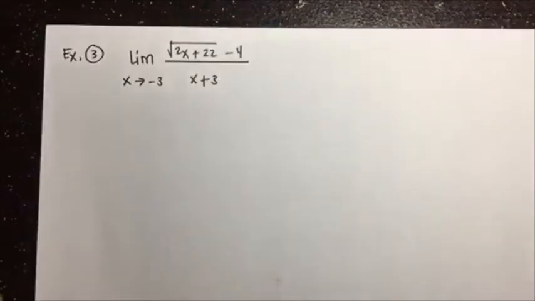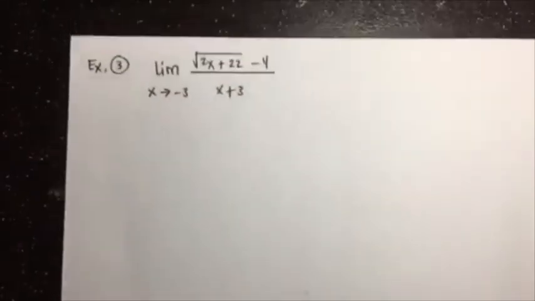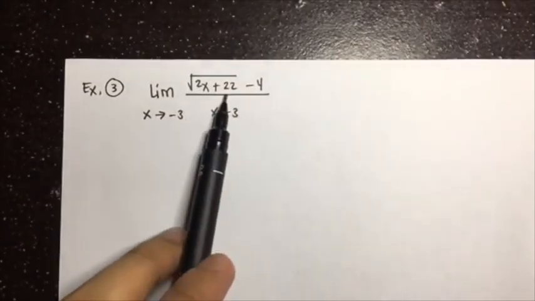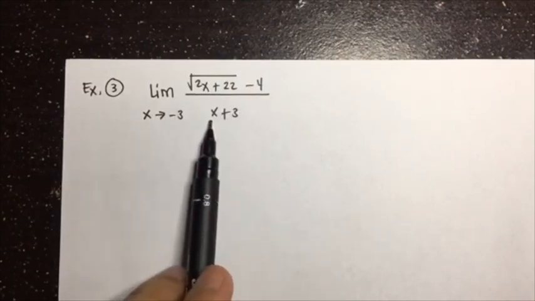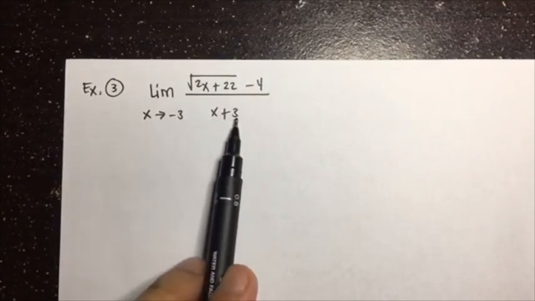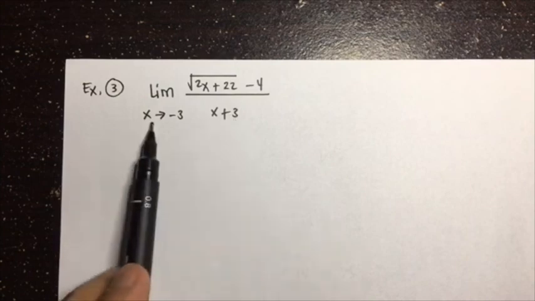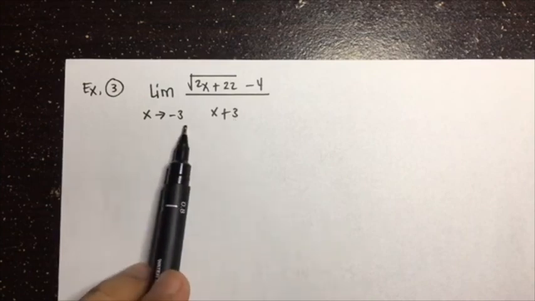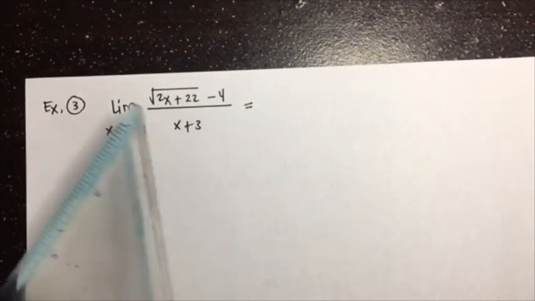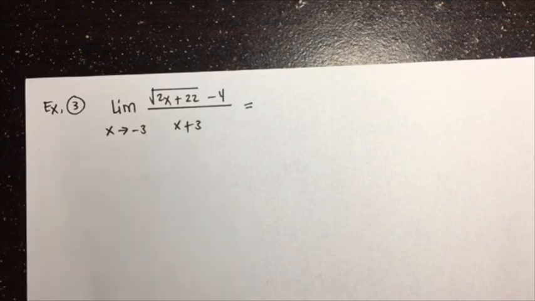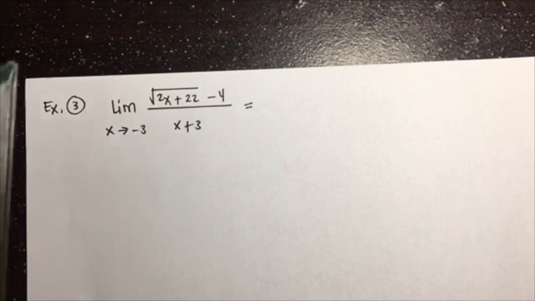Okay, so let's have this one. The limit of the square root of 2x plus 22 minus 4 over x plus 3 as x approaches negative 3. Let's try substituting the value of negative 3 directly, but as we can see, the denominator will become 0, making the value of this function indeterminate.